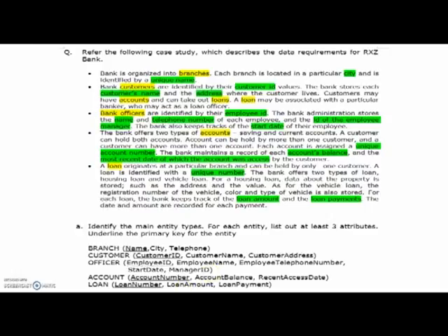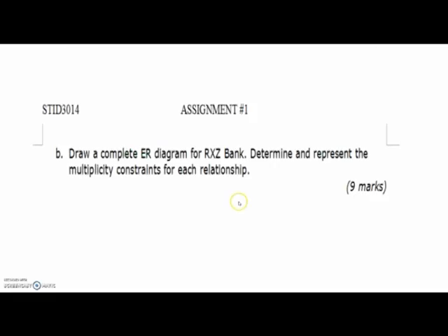So this is it. Question A is solved. Let's see the next question, question B. Question B asks us to draw a complete ER diagram for RXZ Bank and represent the multiplicity constraint for each relationship. Let's see how we're gonna solve this question.